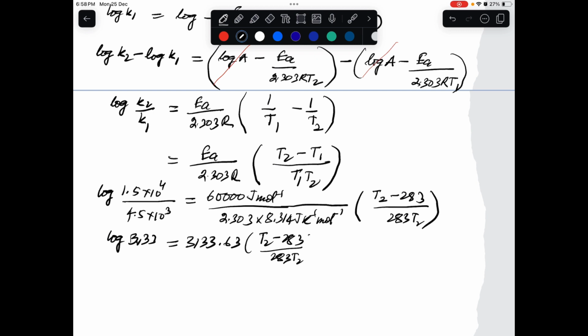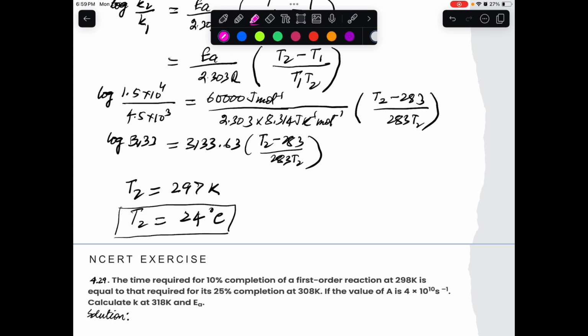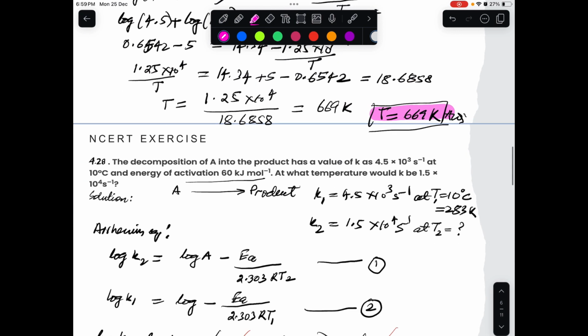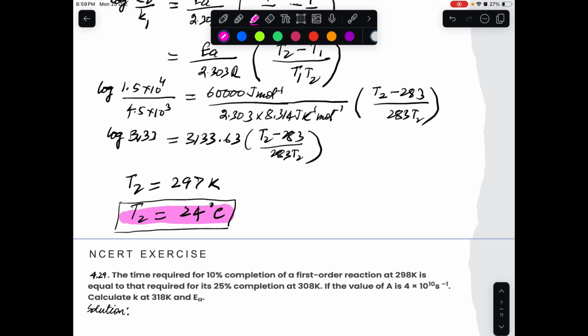You can simplify this equation and we will be getting the value of T2 as 297 Kelvin. Okay, and if we want to write in degrees Celsius, T2 will be 24 degrees Celsius. You should report your answer in degrees Celsius, because in your question they have given the initial value of temperature, have a look here, in degrees Celsius. So your answer should also be in degrees Celsius. So convert the Kelvin temperature into the Celsius temperature scale.